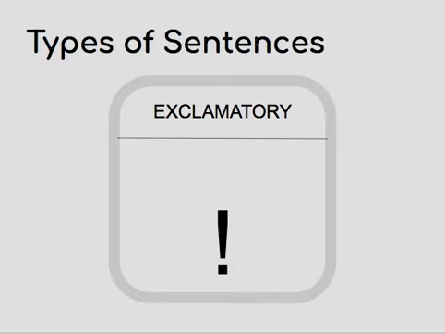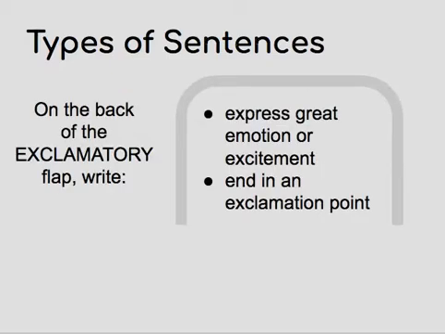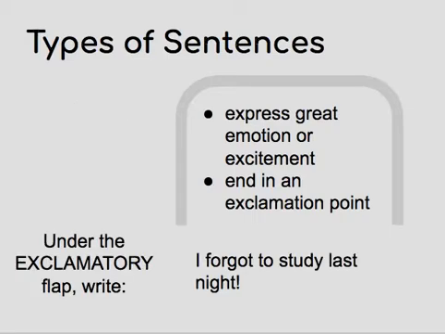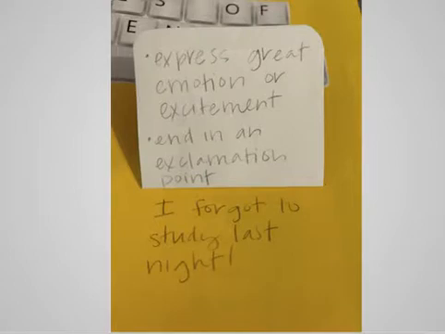Next, the exclamatory type of sentence, which ends in an exclamation point. On the back of that flap, write express great emotion or excitement and end in an exclamation point. Under the exclamatory flap, write I forgot to study last night. Here is what that looks like.